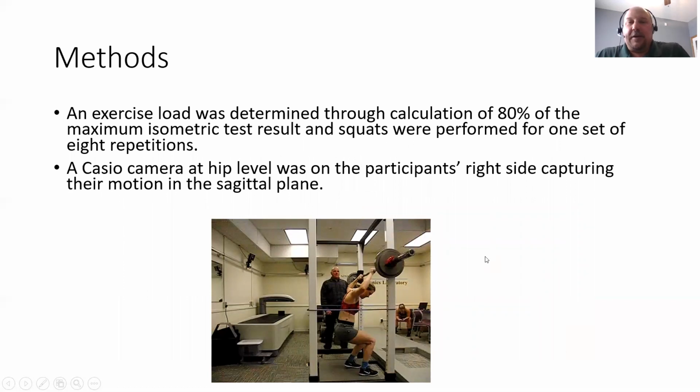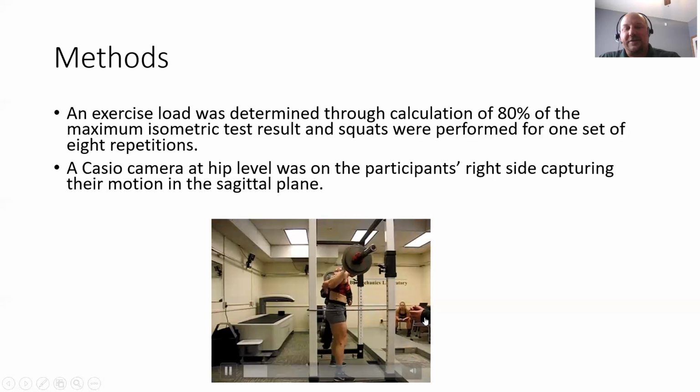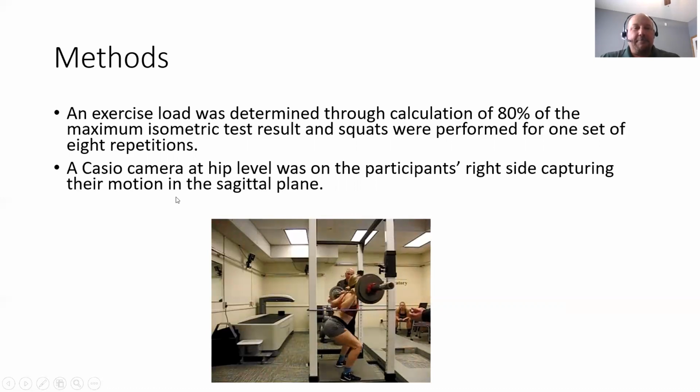Then we used that estimated 1RM and calculated 80% of those results and had them perform one set of 8 repetitions. So as you can see here, we had a bungee cord across the squat rack so they would know how far to go down, so they matched the level that they were at during the isometric test. And we had a camera at the hip level on all the participants' right side, capturing the motion in sagittal plane. So you can see here, we had them again do one set of 8 reps, and they were structured to go down to the bungee cord.